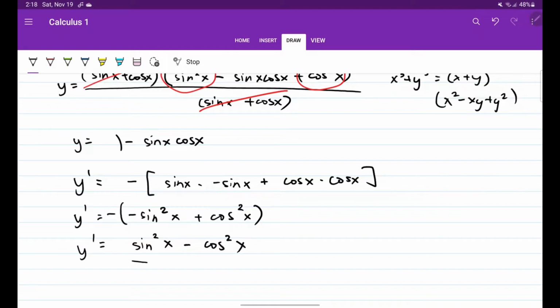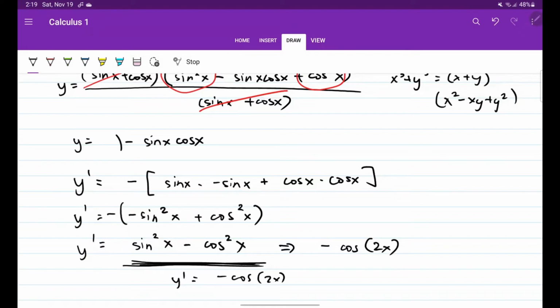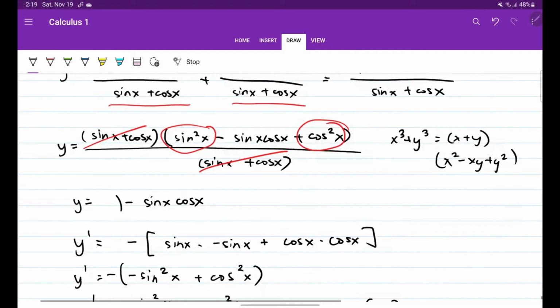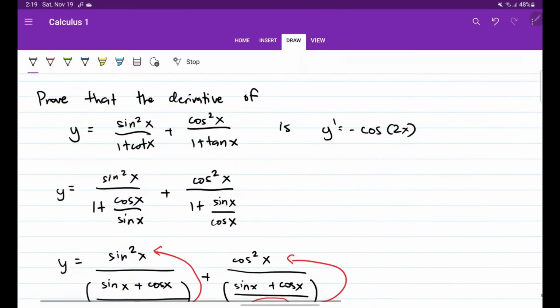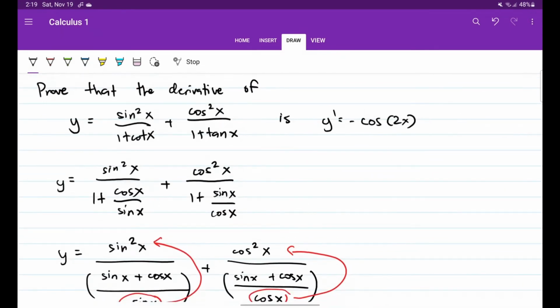So, we know this identity is equal to negative cosine 2x. No? So, this is a trigonometric identity. So, y prime is equal to negative cosine 2x. Okay? So, now we have proven that yung derivative ng y equals sine squared x over 1 plus cot x plus cosine squared x over 1 plus tan x is negative cosine 2x. Okay? So, dito nagamit natin yung idea natin about trigonometric identities and yung pagkuha ng derivatives. Okay? So, see you in the next video.